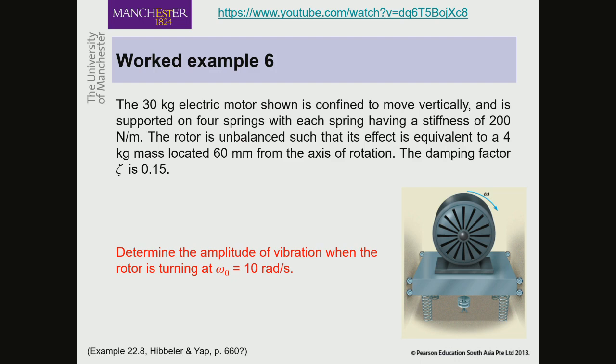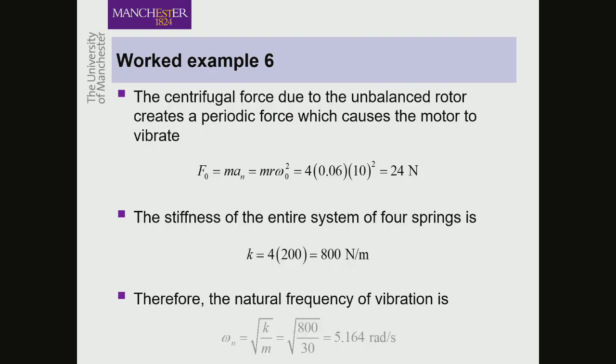Or you just said actually, because the omega zero is 10 radians per second, right? So omega n is 5.164. So do you think that if omega zero would be equal to 5.164, this would have any effect somehow? What does it mean, omega zero equal to omega n? So do you think it could make a difference? So this is maybe also another way to achieve the goal.